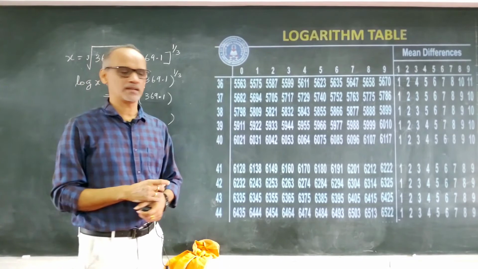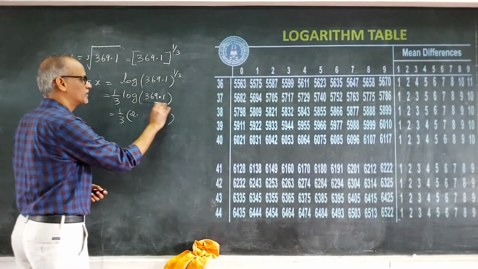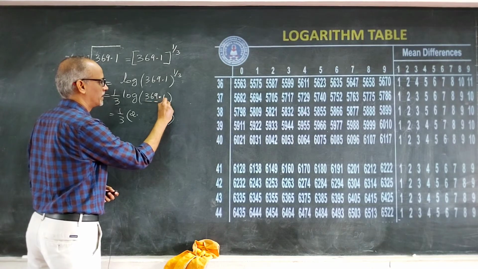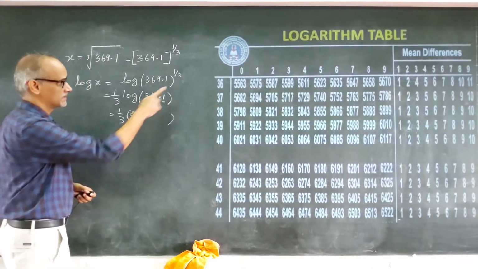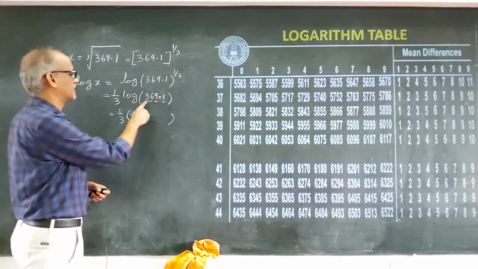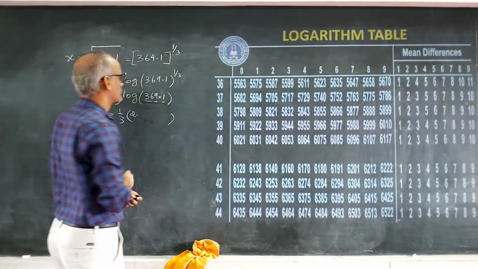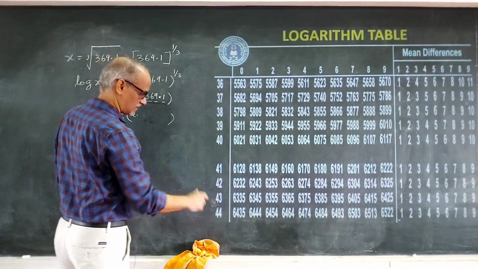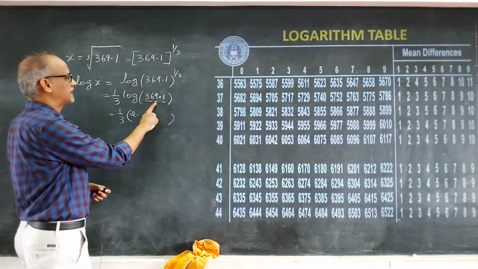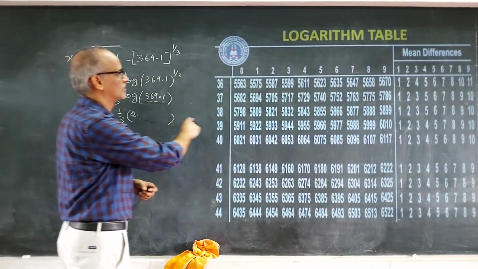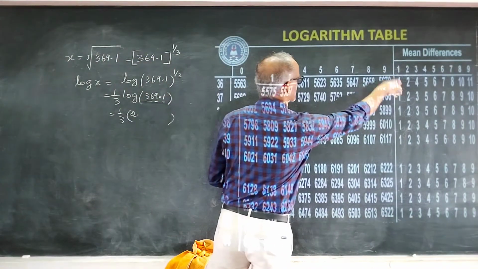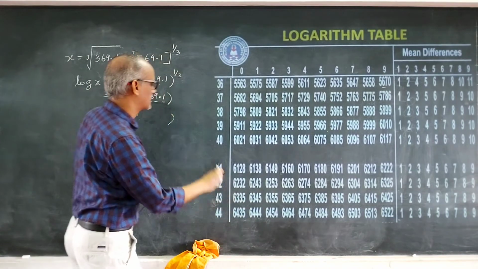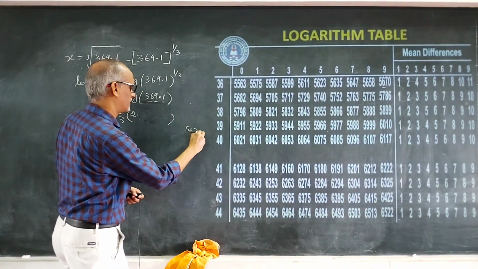How to find the mantissa? Split that number into 3 parts: first 2 digits, 1 digit and 1 digit. And then search here in the table. 36, which is here, in the first column. Then 9, you have to search in the row. 9 is here in the first row. So 36 and 9 intersect at 5670. I'll write that here. 5670.